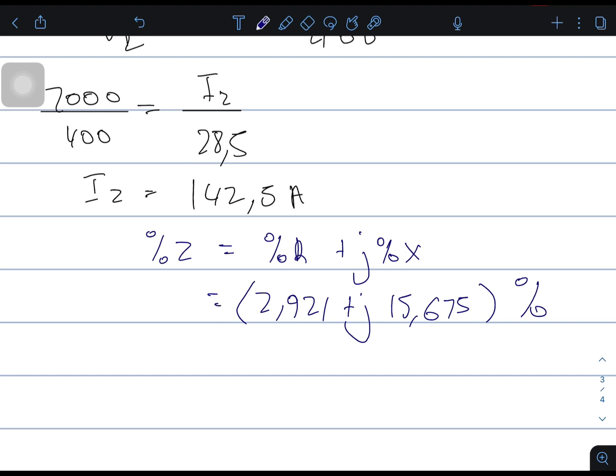So guys, that's it for this part of transformer calculations. My students, please complete activity 3.1, all of you, please. Thank you.